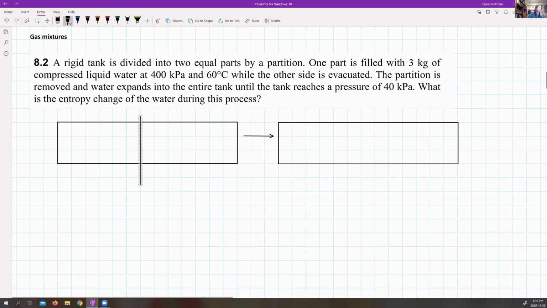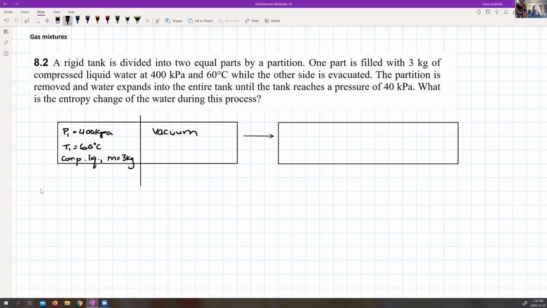One part is filled with 3 kilograms of compressed liquid water at 400 kPa and 60 degrees C, while the other side is evacuated. So this side we're at vacuum. And this side we have pressure of 400 kPa, temperature of 60 degrees C. So then we have compressed liquid with a mass equal to 3 kilograms.